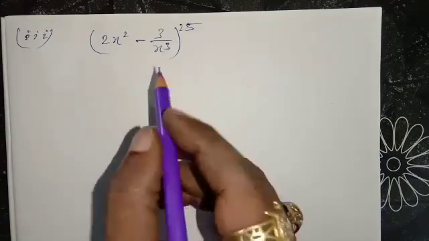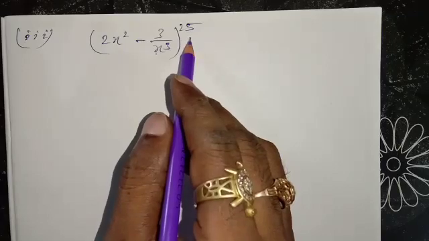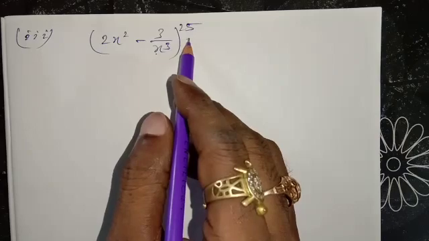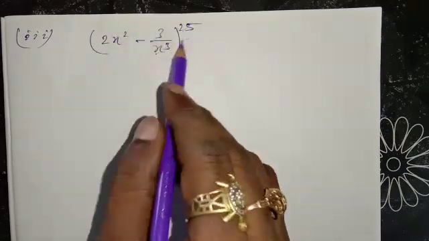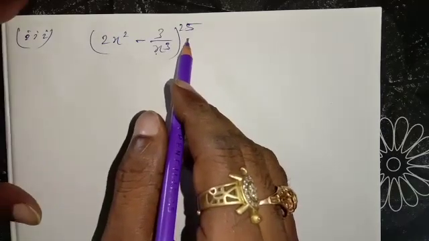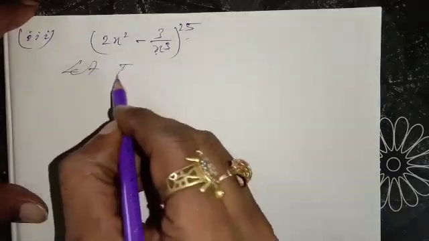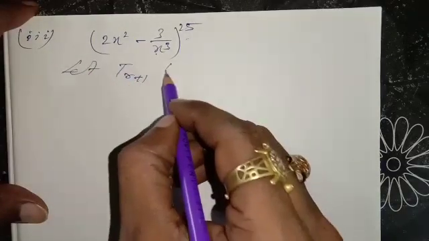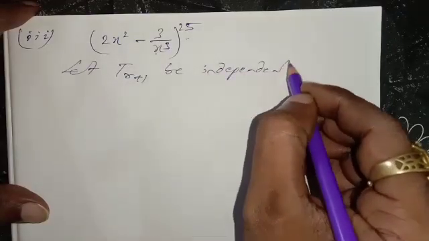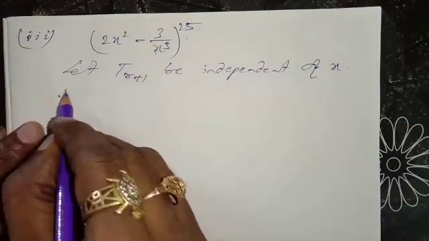See the next question: (2x square minus 3 by x cube) whole to the power 25. You have to find out the term which is independent of x in the expansion of this one, (2x square minus 3 by x cube) whole to the power 25. We don't know which term is independent of x in this expansion. Let the (r plus 1)th term be independent of x. After that, you have to find out that term, the (r plus 1)th term.